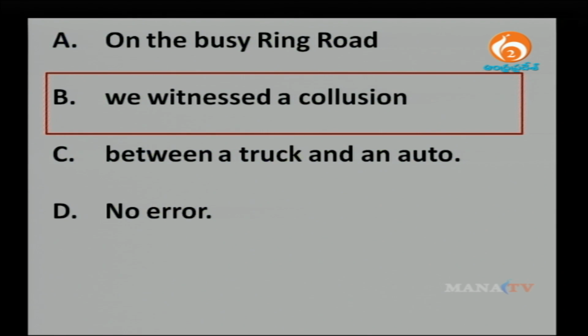Collusion means to join together to do something wrong. For example, there is a collusion between the politician and the police to safeguard the criminals. That is collusion. Collision means to face each other, to hit each other. We witnessed a collision. It's not collusion. Collusion is a different word altogether.